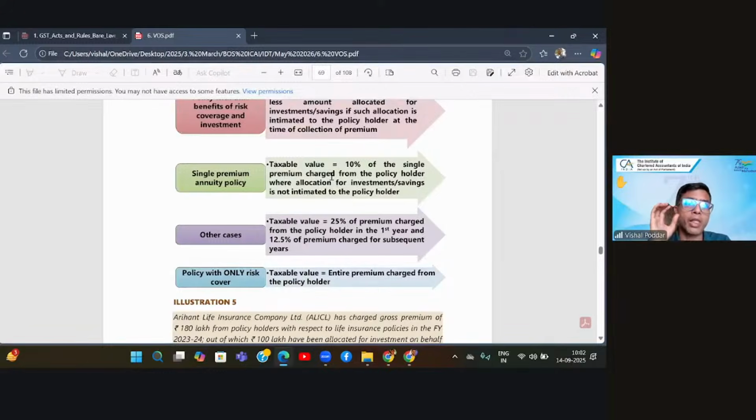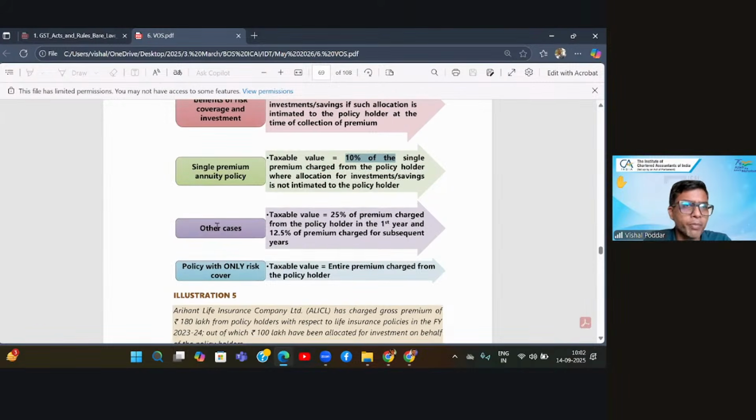But where the policy is endowment and the policy is not giving the breakup, then you will require the valuation, which is assumed to be this percentage. Two possibilities. It is a single premium: I have to pay premium only once, then nothing paying in the entire 20 years. Or I have to pay premium every year. If it is a single premium policy, then the value is assumed to be 10% of the premium charged. So the law is presuming that out of the total premium, only 10% is towards insurance, 90% is towards investment, if it is a single premium.